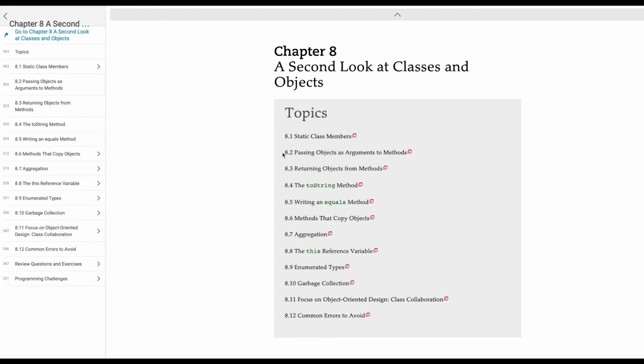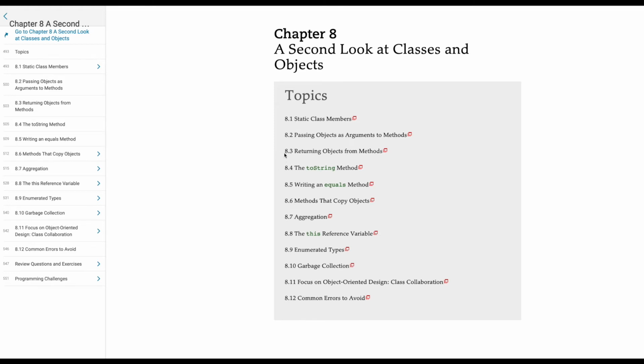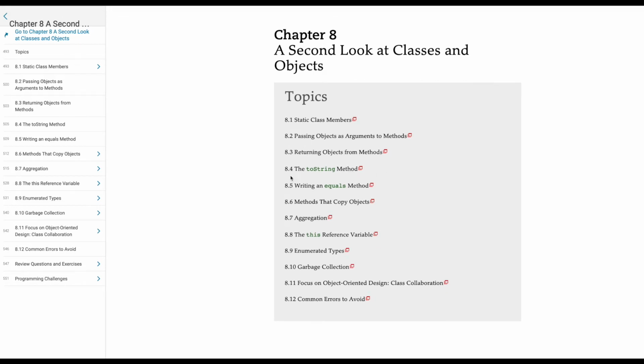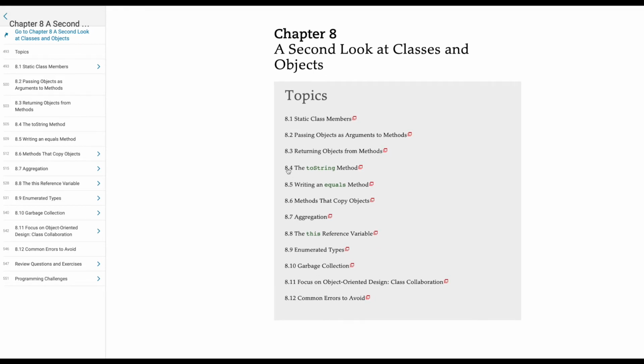In 8.2 and 8.3, we are going to revisit passing objects as arguments and returning objects from methods. We are going to look at the toString method and the equals method kind of together, because these are absolutely important, but they are not what they appear just on the surface.